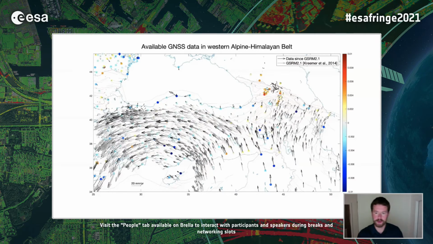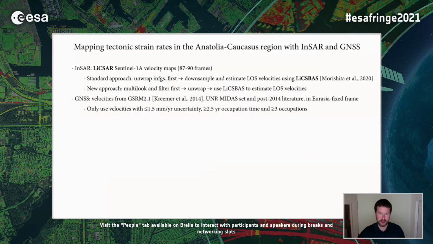So this is all those velocities. The GSRM ones are in gray. The black ones are everything other than the GSRM. So you can see we've added some coverage here and there. Now you can see we have some outliers and some odd looking velocities here. So we want to do some quality control on those.